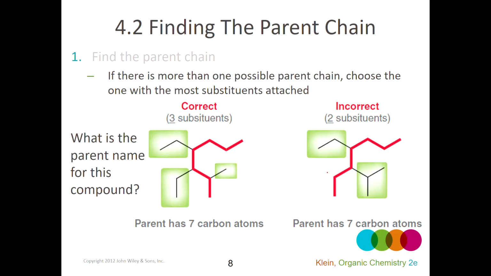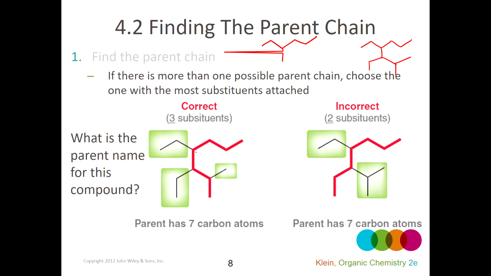All right, so, finding the parent chain. Sometimes there's more than one chain that has the same number of carbons, so we need a rule to account for those situations. Here's an example to illustrate that. This is my compound, in a bond line representation. There are a couple of different ways I can count the longest chain of carbons here, and they're both shown.